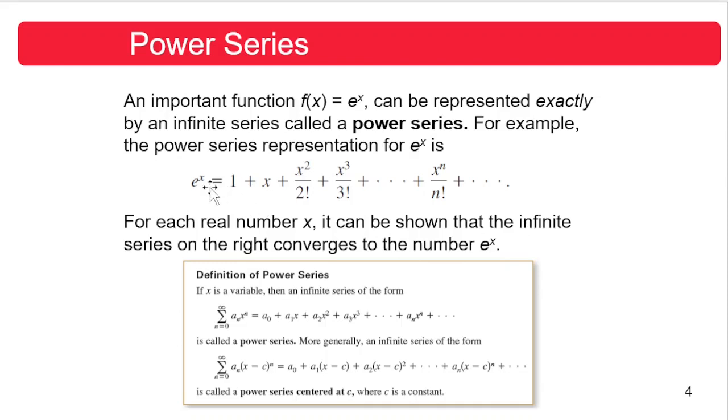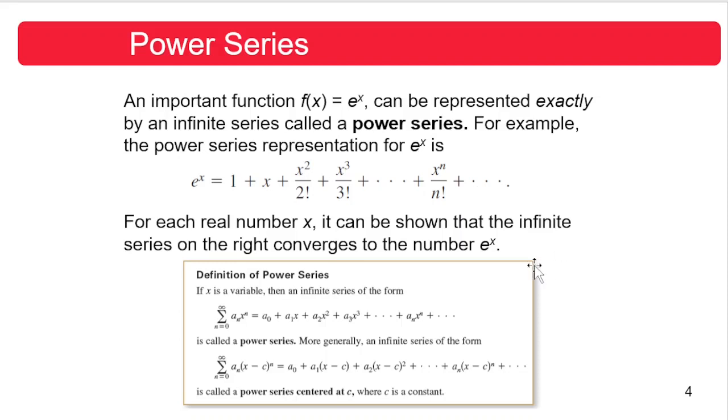Like if the value of x is 1, then e to the 1 is 1 plus 1 plus 1 squared over 2 factorial plus 1 cubed over 3 factorial and so on, up to plus 1 to the n over n factorial, and so on. So from this representation, let us now define what a power series is.